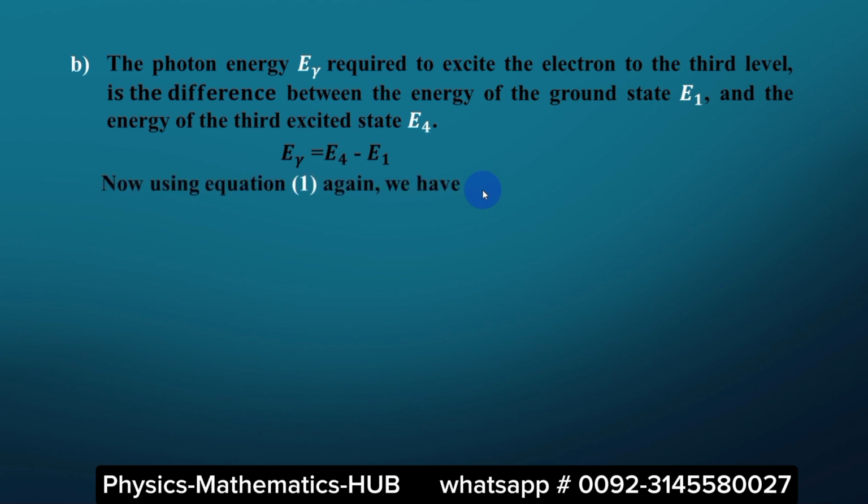Now again we are going to use equation number 1. So we get E gamma is equal to minus 3 square multiplied by 13.6 electron volt divided by 4 squared, here we replace n by 4, minus 122.4 electron volt as it is already determined in part A.